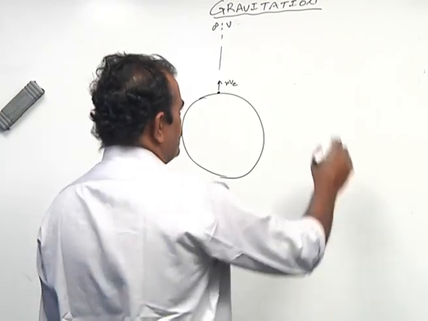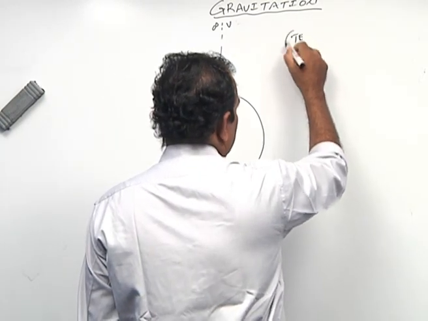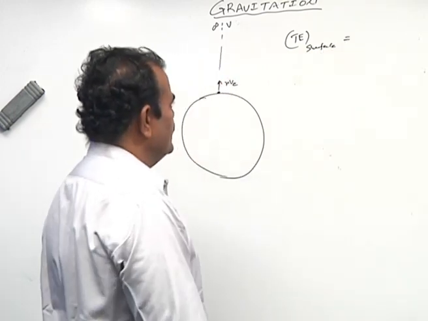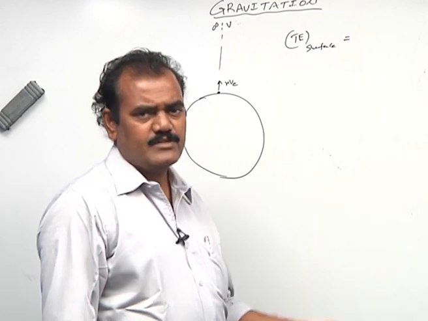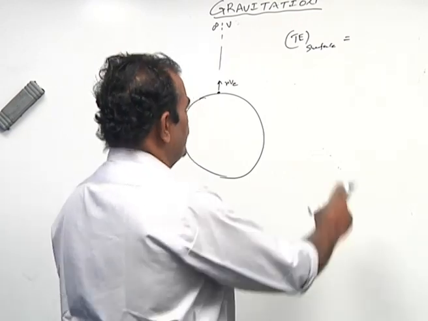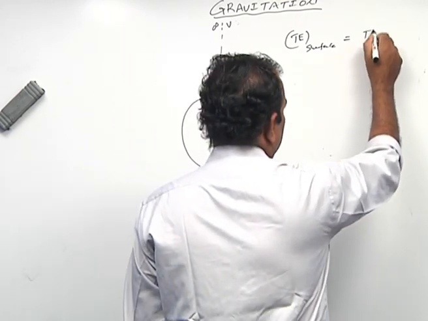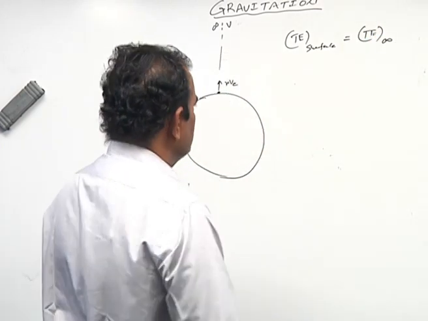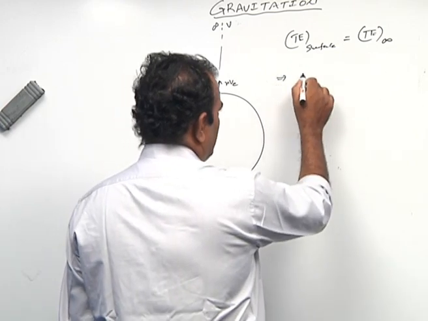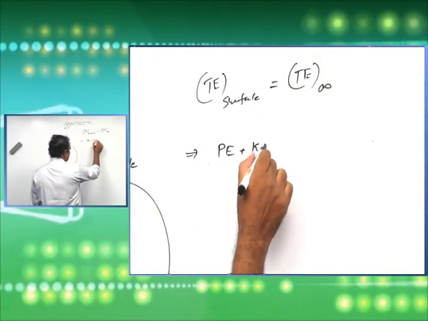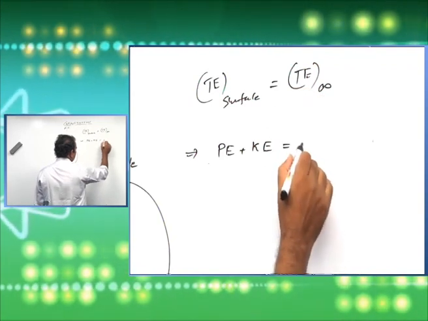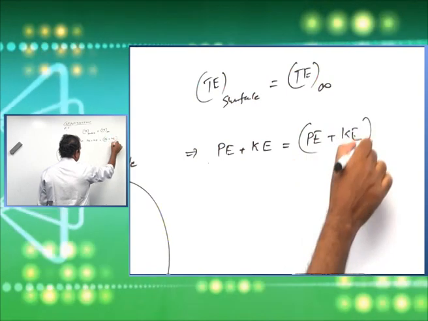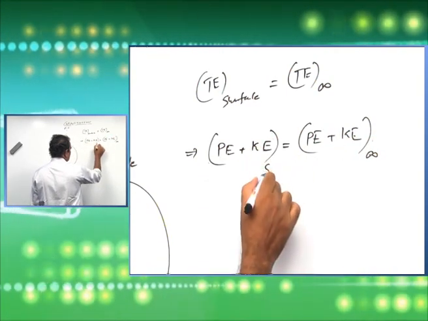According to conservation of energy, you have to remember one point: the majority of problems in gravitation depend on the conservation principle only. So here TE on the surface is equal to TE at infinity. TE on the surface means PE and KE are both there, and TE at infinity also means PE and KE, but this is for the infinity and this is for the surface.